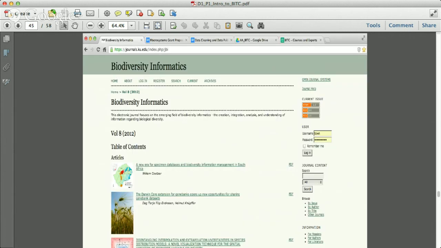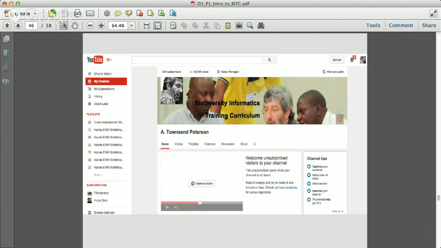So just some of the resources that have been developed so far. We have an online electronic journal, open access, called Biodiversity Informatics, which gives us a platform for discussions and interchange about this field in a formal academic sense. We have a YouTube channel now with lots and lots of videos. I believe it was over 700 last time I checked. It's seen more than 34,000 views and has more than 300 subscribers.